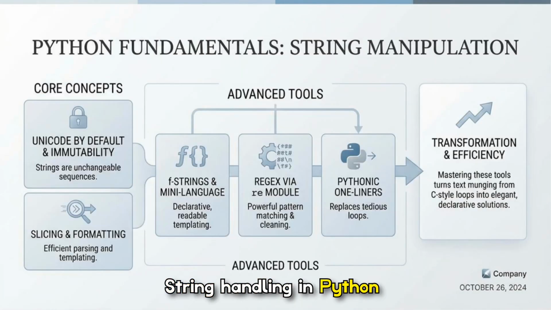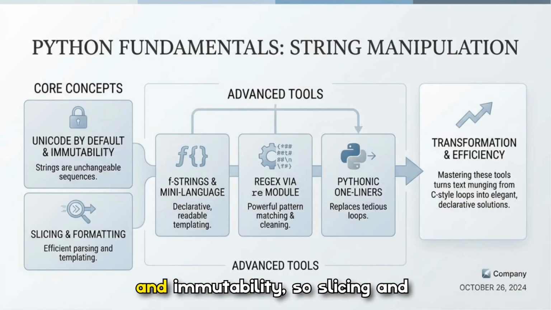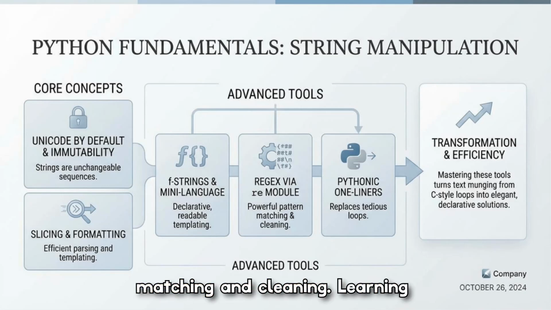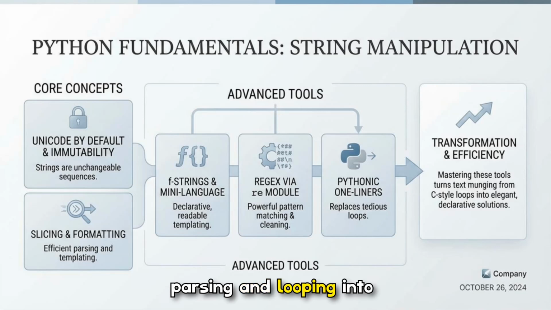String handling in Python emphasizes Unicode by default and immutability, so slicing and formatting are efficient and predictable. Modern tools like f-strings provide readable templating, while the re module supports powerful pattern matching and cleaning. Learning these tools transforms manual parsing and looping into expressive, efficient text processing techniques.